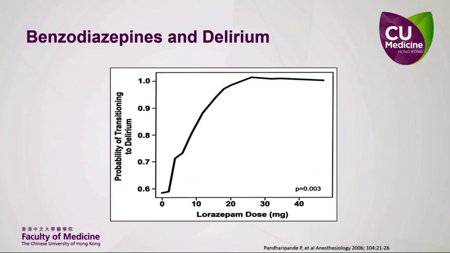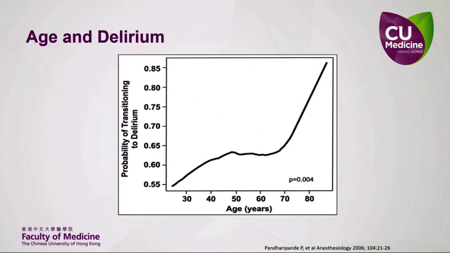This graphic shows why it is important to limit doses and durations of benzodiazepines in patients, as it can dramatically increase the risk of developing delirium. In addition to benzodiazepines, also, age significantly increases the risk of delirium in ICU patients. This shows why it is even more important to try to avoid benzodiazepines in the elderly.